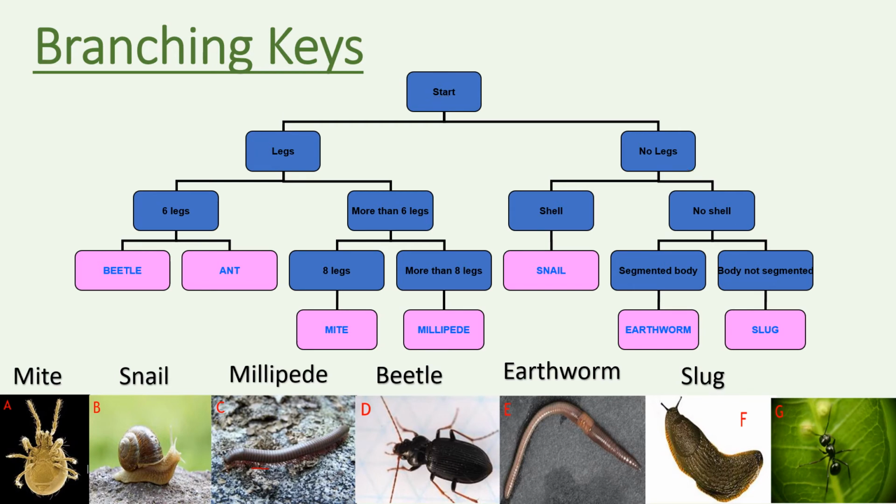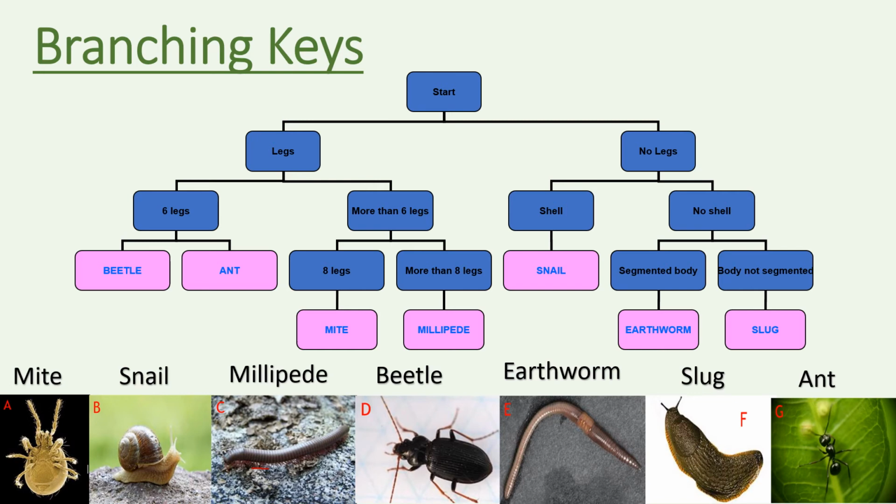And for the last one, it's got legs, it's got 6 legs, so it's going to be an ant or beetle. Well done if you managed to get them all correct. So we just separate our organisms with their characteristics. So you always have a question that has one way or another route to go down. So for example, it's got legs or it's not got legs. It's got a shell or it's not got a shell. We can identify our organisms by their characteristics. So well done if you managed to do that.